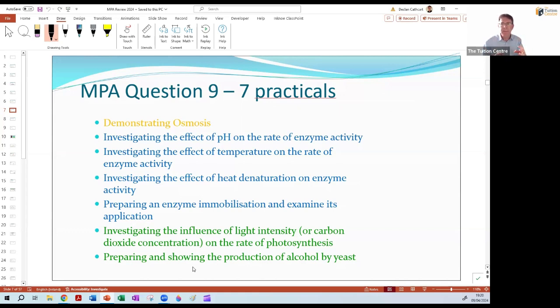This is the most likely place in the exam for enzymes to appear. And I guarantee you that enzymes are going to appear in the exam in a big way somewhere. It's either going to be here or it's going to be in section C in one of those Unit 2 questions, the 2 Unit 2 questions.